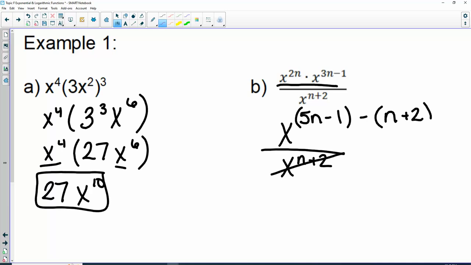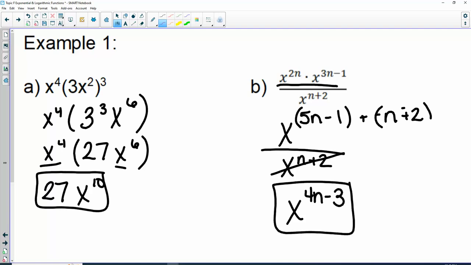So what would we have to do with that minus? So we get x, 5n plus negative n would be 4n. Negative 1 minus 2, negative 3. So x to the 4n minus 3.